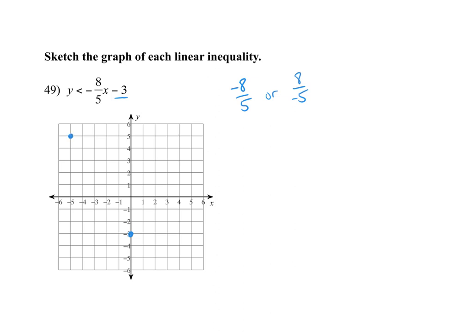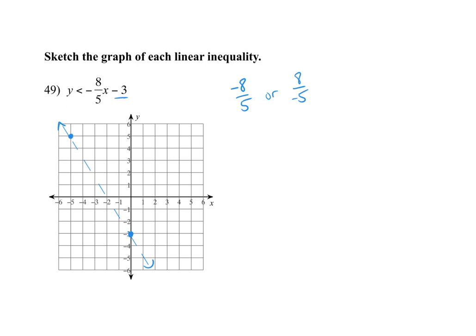Now here's where it changes. Normally for a line, I would just draw that line and I would be done. But now I need to actually look at this greater than less than sign. If it's just greater than or less than, my line is dashed. So in this case, this line is dashed. So that's the first part. I am dashing it because it is just less than.